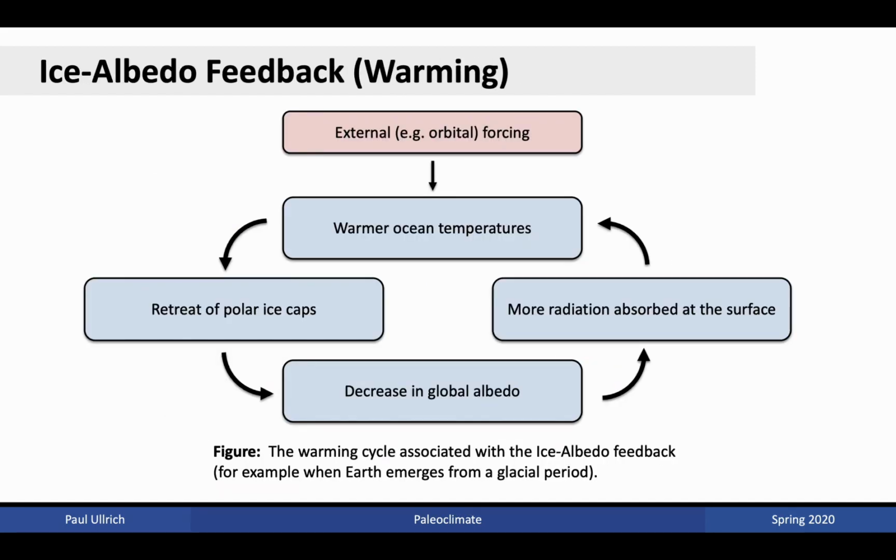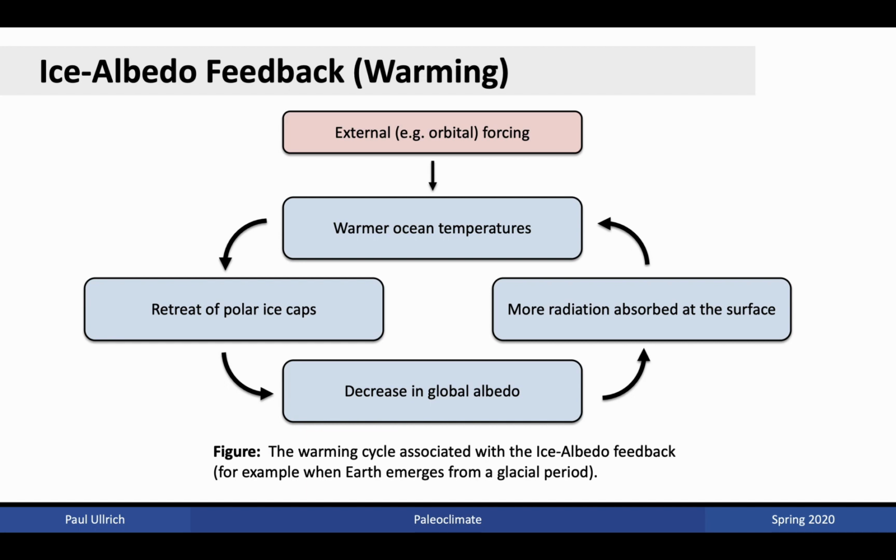As mentioned on the last slide, the Ice-Albedo feedback was important for driving the Earth system between two climate states associated with a glaciated Antarctic and an unglaciated, or ice-free, Arctic. This feedback mechanism allowed the system to swap between these two states. If we have some sort of external or orbital forcing that can drive warmer ocean temperatures, these warmer ocean temperatures can lead to a retreat of the polar ice caps.